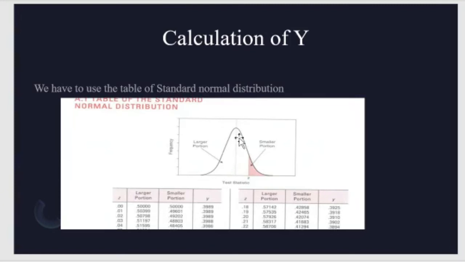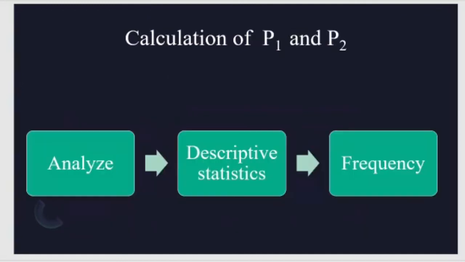Clear? So on the two sides we have two scores that are genuinely dichotomous, while the artificially dichotomous score has two variables, two categories. From the Z score you will get the value of Y here: large portion, smaller portion, and value of Y. Okay, clear. You don't have to remember anything; you will get this from the table. Fine. Now, how will we calculate P1 and P2?